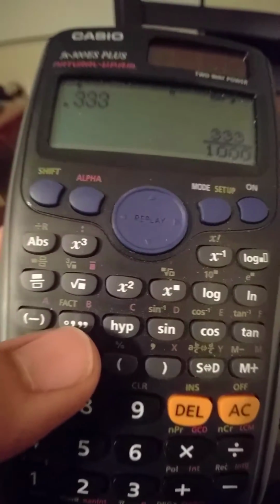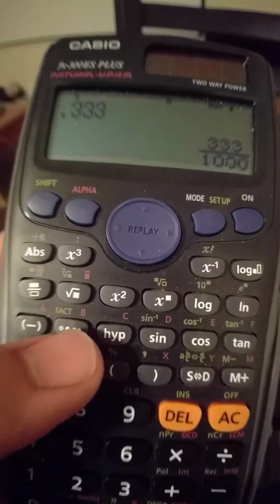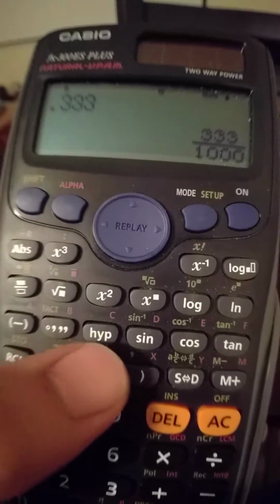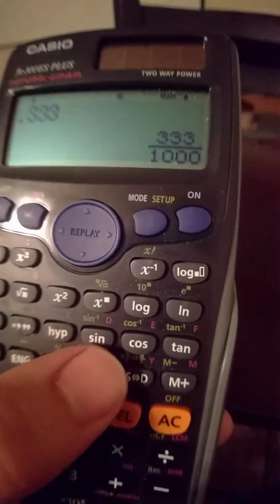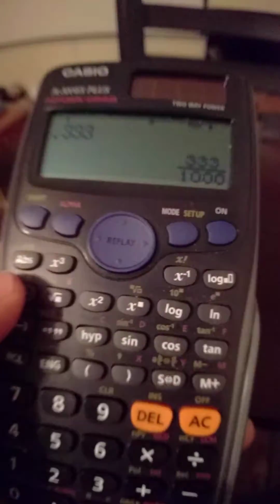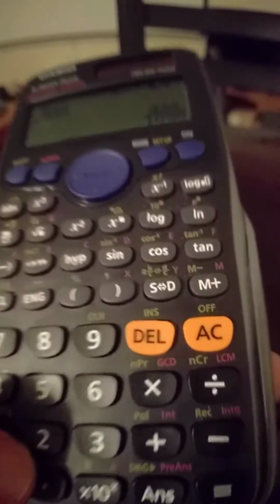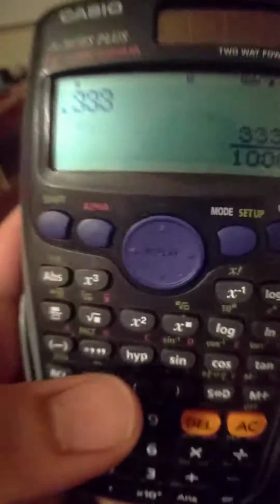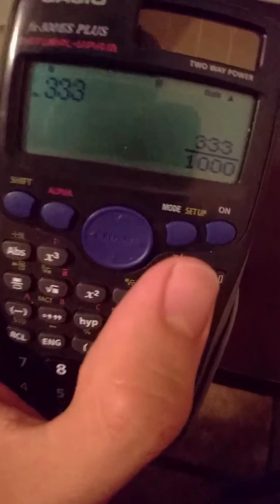You have minutes and seconds and stuff like that. I have hypotenuse, sine and cosine, and there are many other functions that I don't really know how to control, but that's basically how it is. It saves you a lot of time in calculation, and Casio is usually a very good company for this kind of thing.